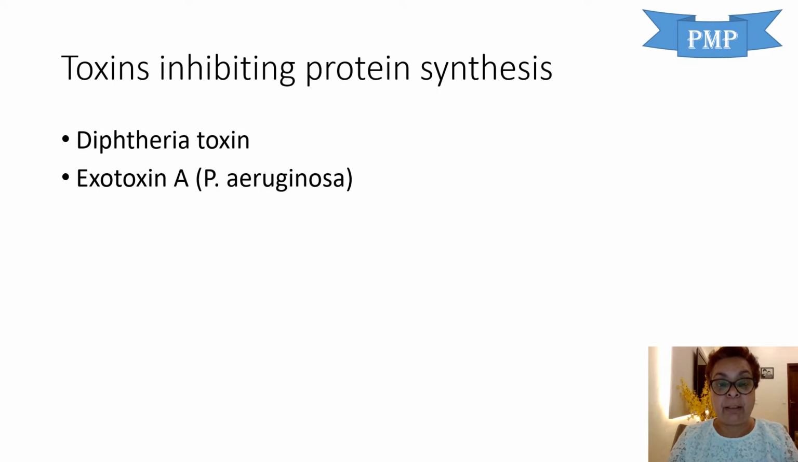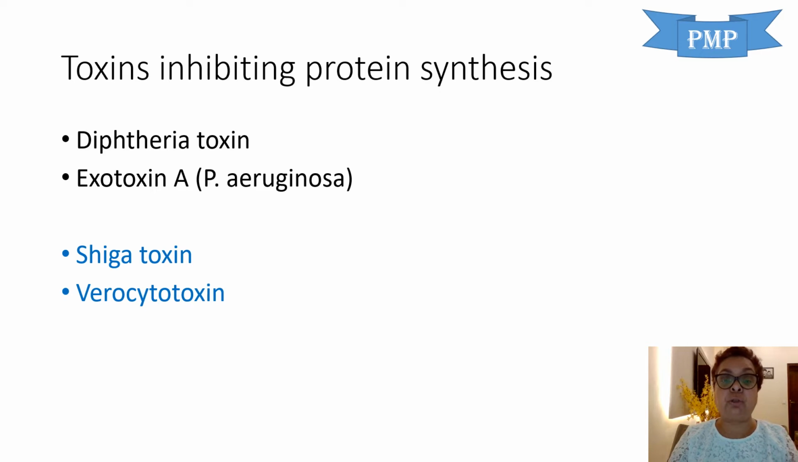Now let's find out which are the toxins which act by inhibiting protein synthesis. These are the diphtheria toxin, the exotoxin A of Pseudomonas aeruginosa, then we have Shiga toxin and Shiga-like toxin, also called verocytotoxin, that's produced by enterohemorrhagic Escherichia coli.